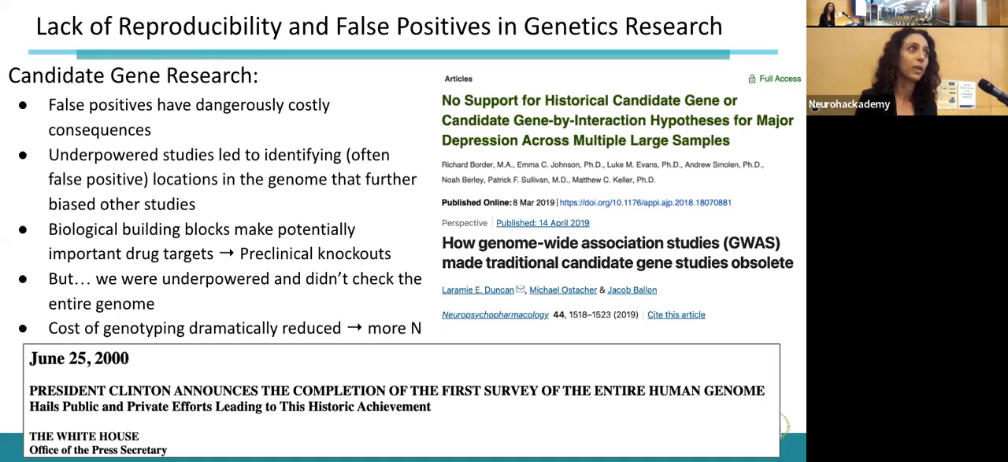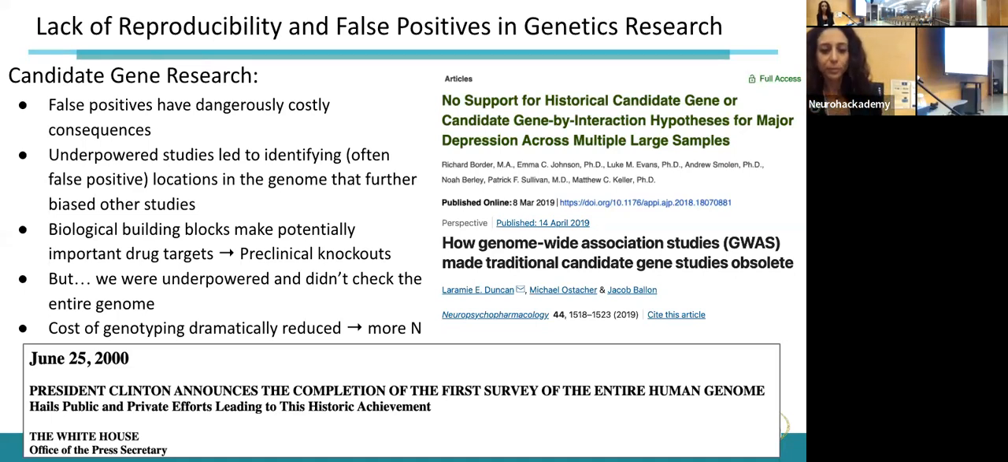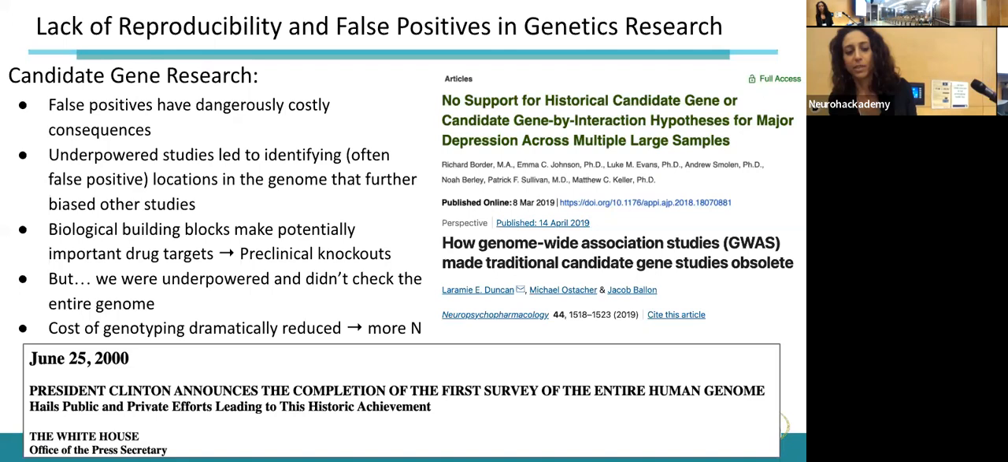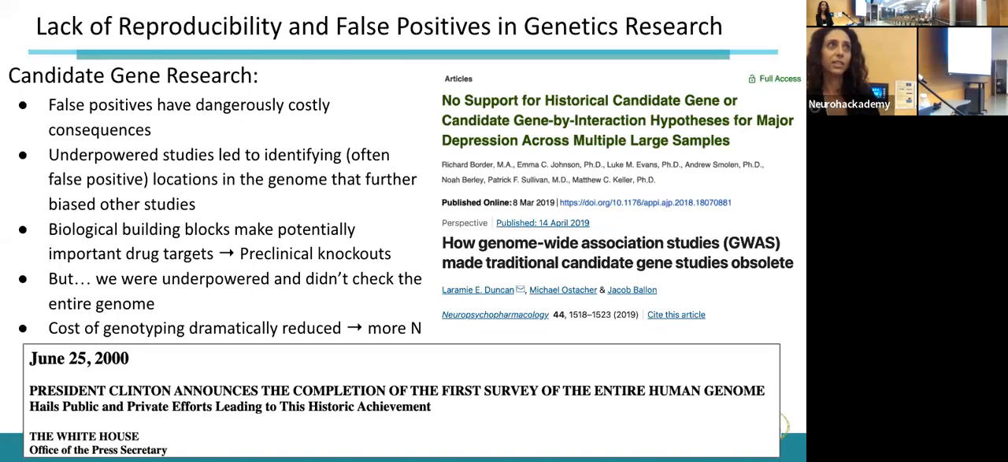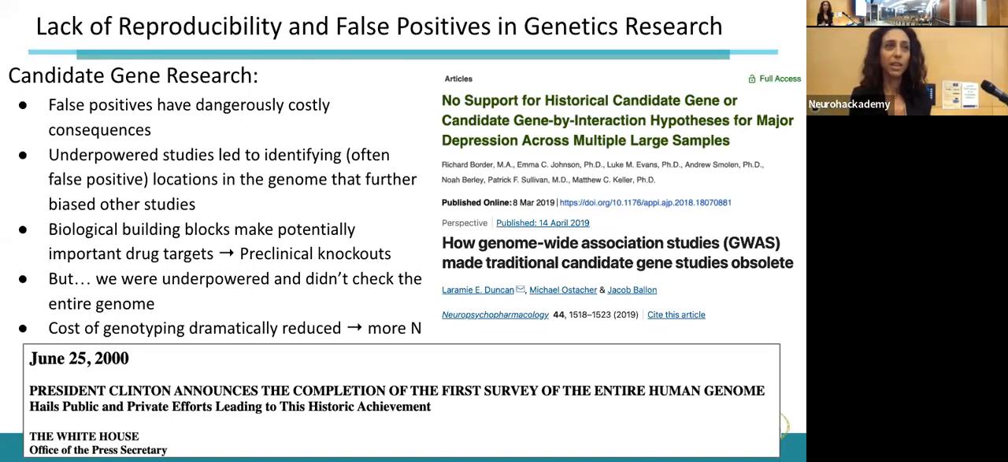And this is especially relevant for psychiatry and brain disorders. So essentially, genome-wide association studies made the traditional candidate gene studies more obsolete because it was less biased and you're doing an entire search.